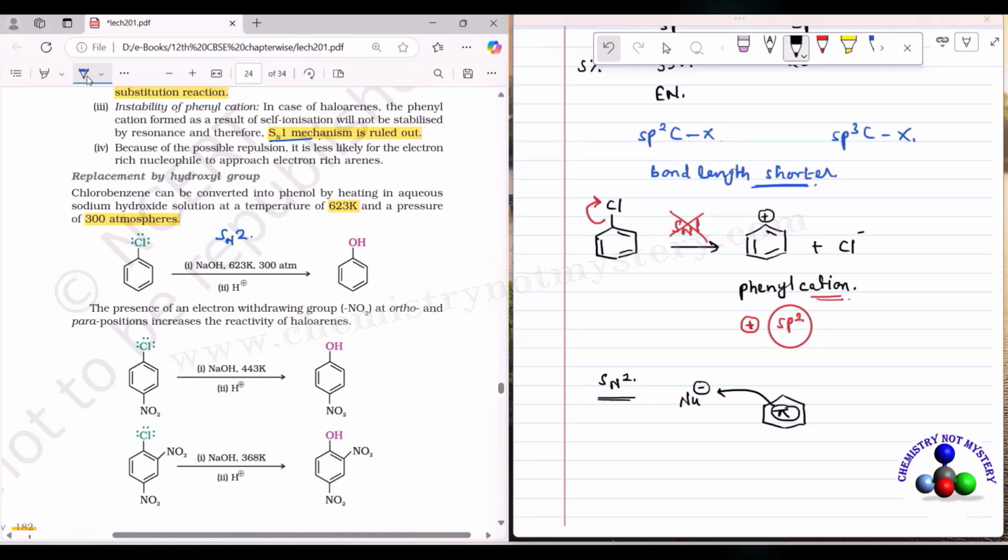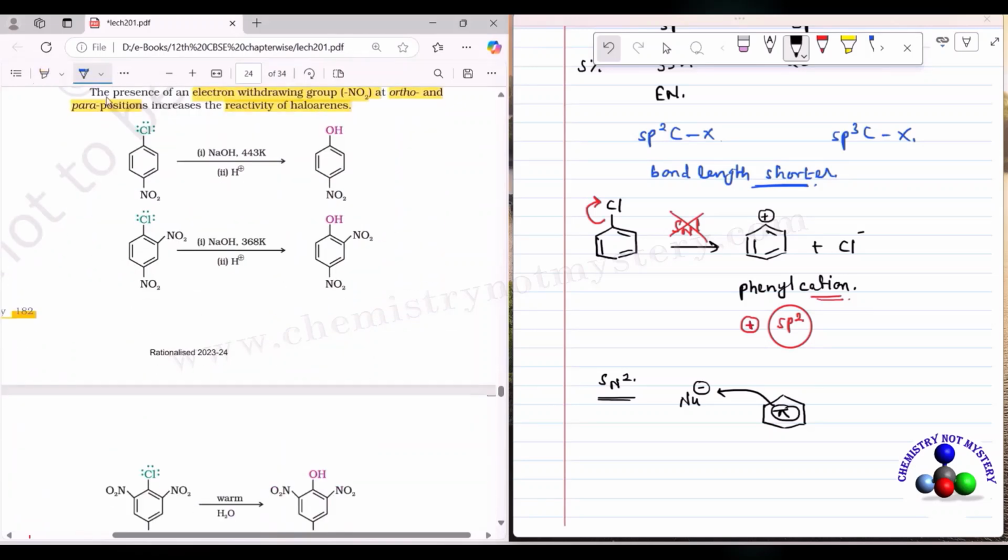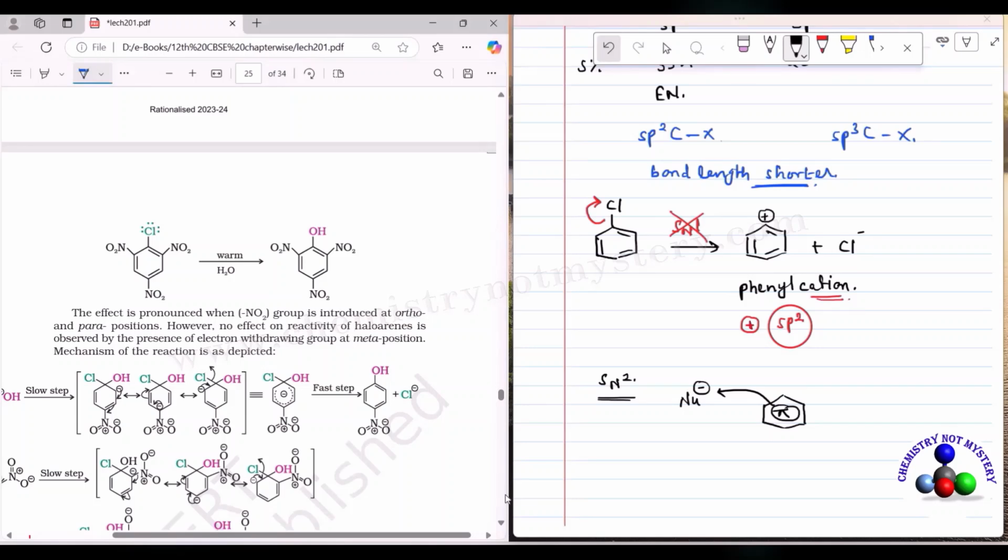Chlorobenzene, when reacted with NaOH at 623 Kelvin temperature and 300 atmospheric pressure, gives phenol. The presence of an electron withdrawing group like NO2 at ortho and para positions increases the reactivity of haloarenes for SN2 reaction mechanism. When you see the presence of nitro group at para position, it lowers the temperature for the reaction. Now it can react at 443 Kelvin temperature with NaOH and gives you para-nitrophenol. But when nitro group is present at ortho as well as at para position, it can react at 368 Kelvin temperature, even lower than before. And in the third example, when both ortho and para positions are occupied by nitro groups, it can undergo reaction just on warming up the reaction mixture.